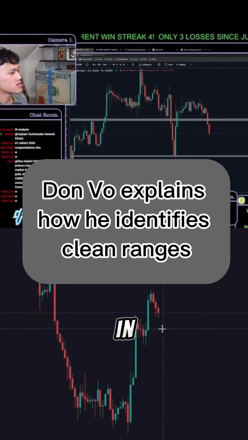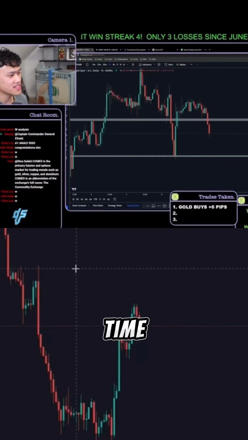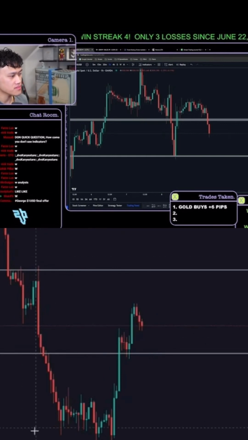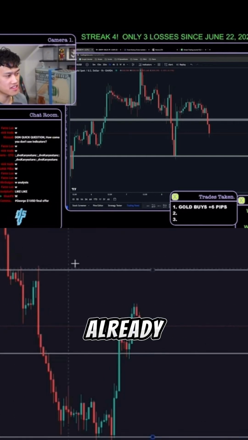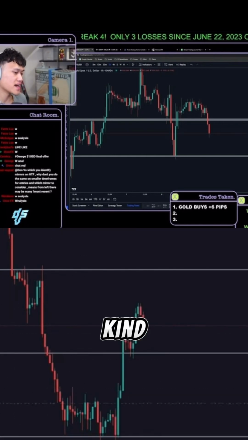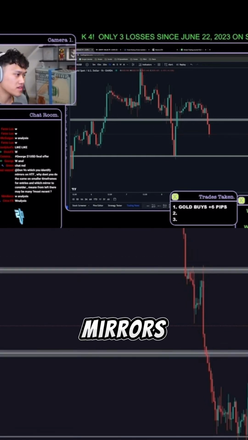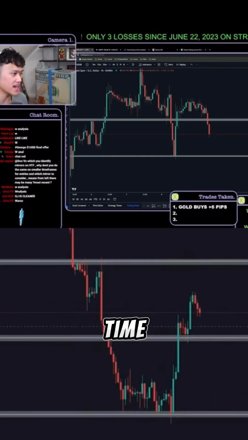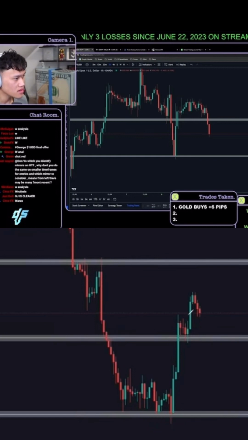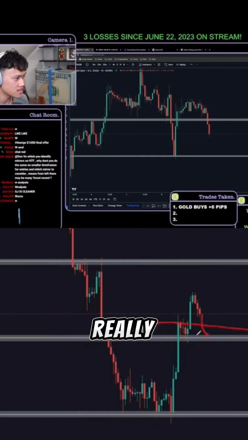When you identify mirrors in the higher time frame, why don't you do the same on smaller time frames for entries, and which mirror to consider? Because the higher time frame gives a direction already, right? So for the small time frame, you don't really need to find mirrors, because you're trying to mirror the higher time frame by using the smaller time frame to enter. So you're looking for liquidity on the smaller time frame, really. That's all that really is.